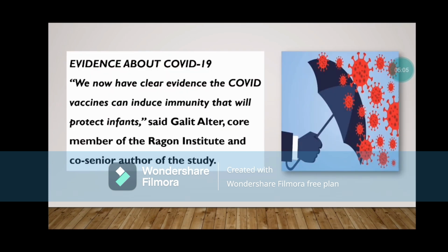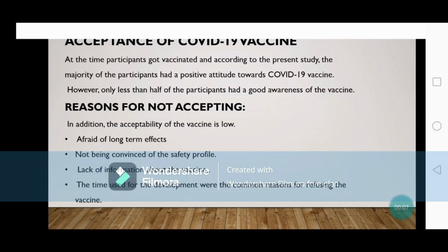Evidence about COVID-19. We now have clear evidence, after talking about myths and facts and clarifying them, that COVID-19 vaccines can induce immunity that will protect infants, said Gallet Elter, core member of the Reagan Institute and co-senior author of the study. Now I am going to talk about acceptance of the COVID-19 vaccine.